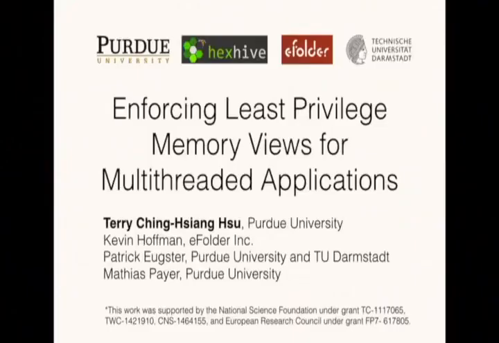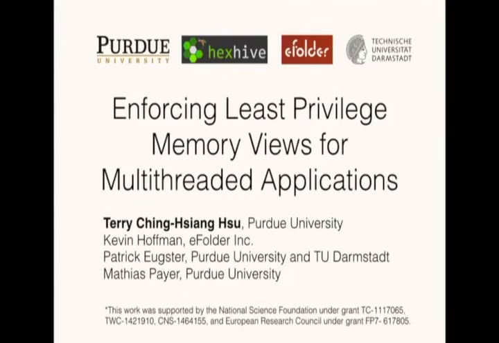I'm presenting a joint work with my co-author, Kevin Hoffman, who is a previous PhD student who graduated a couple of years ago, and my advisors, Patrick Exter and Matthias Payer. This work is about strict thread isolation for C or C++ multithreaded applications. We published this work at this year's CCS in Vienna, and you're welcome to check out the paper online.